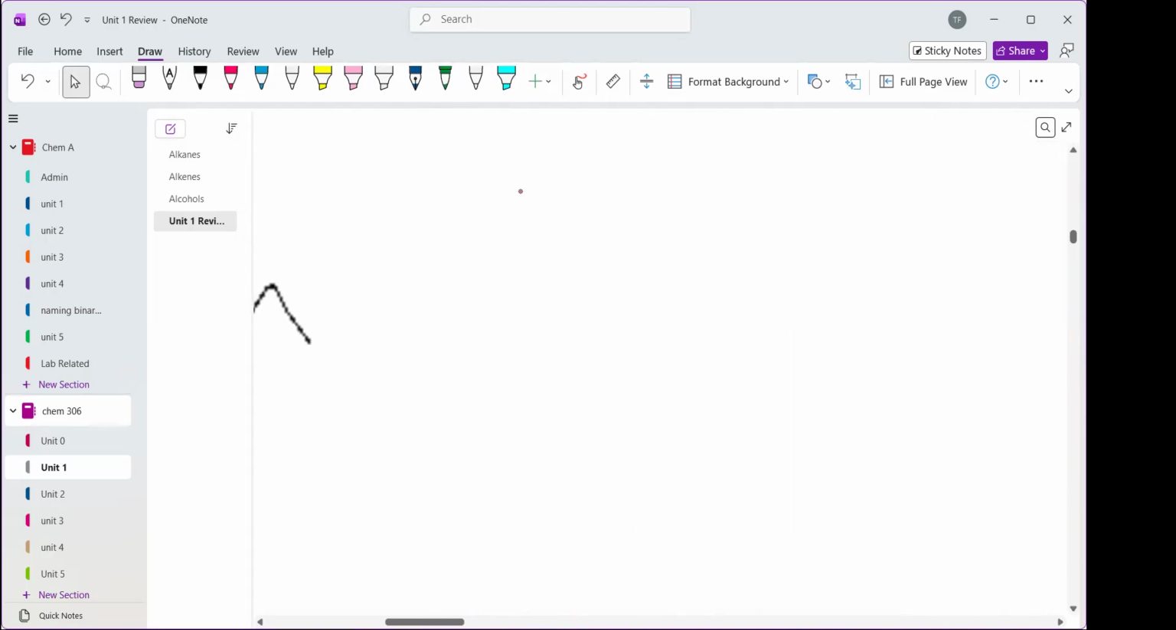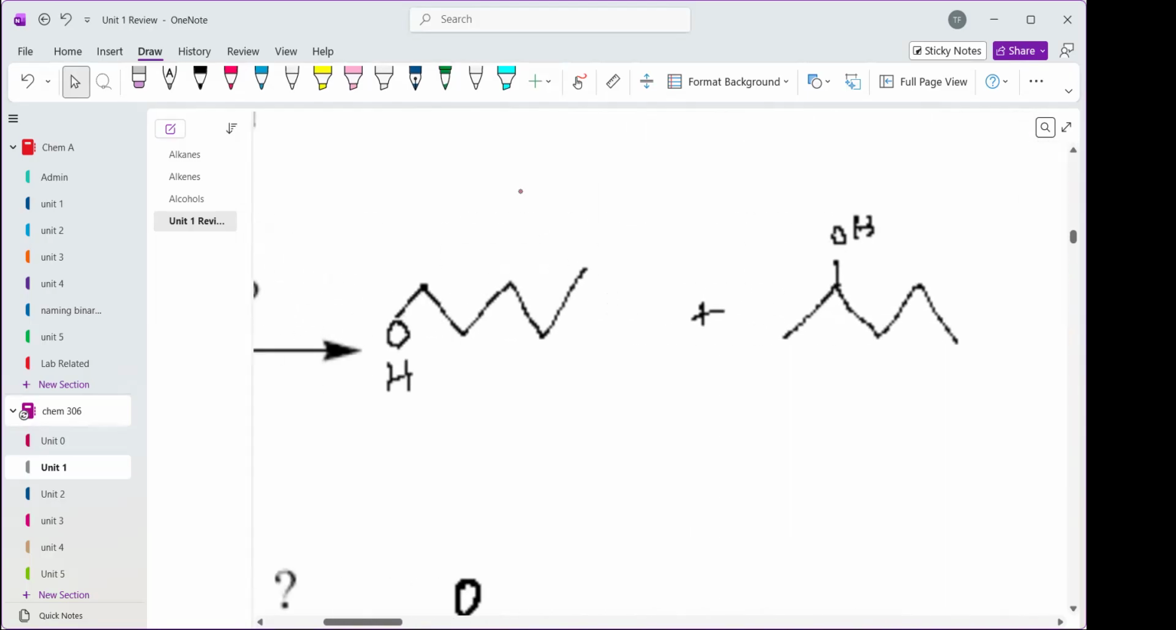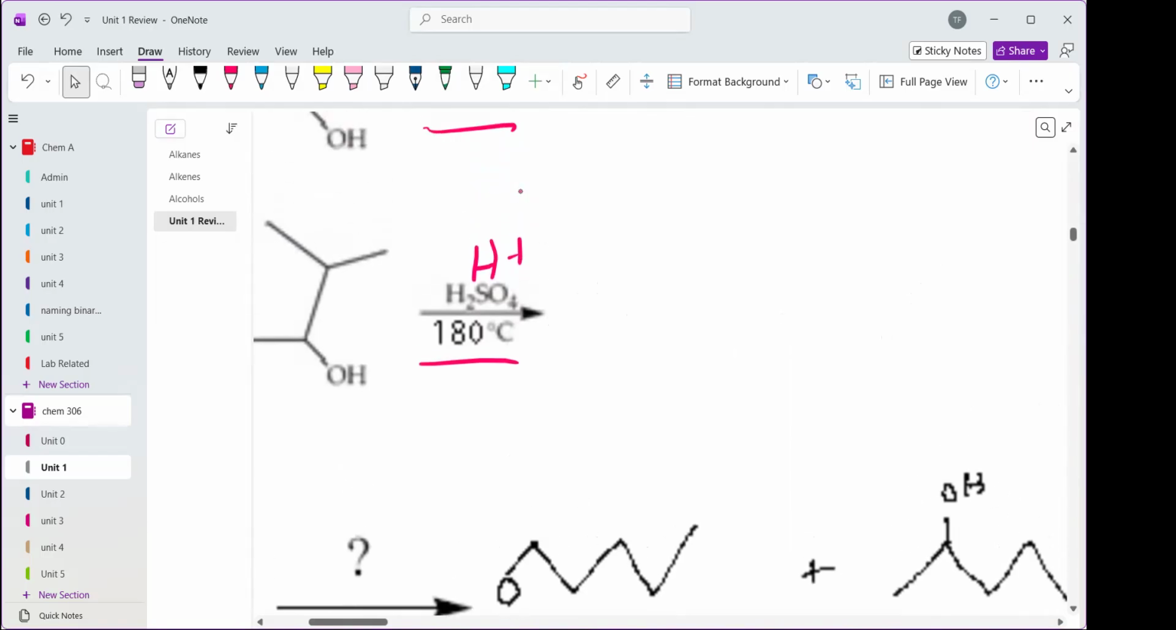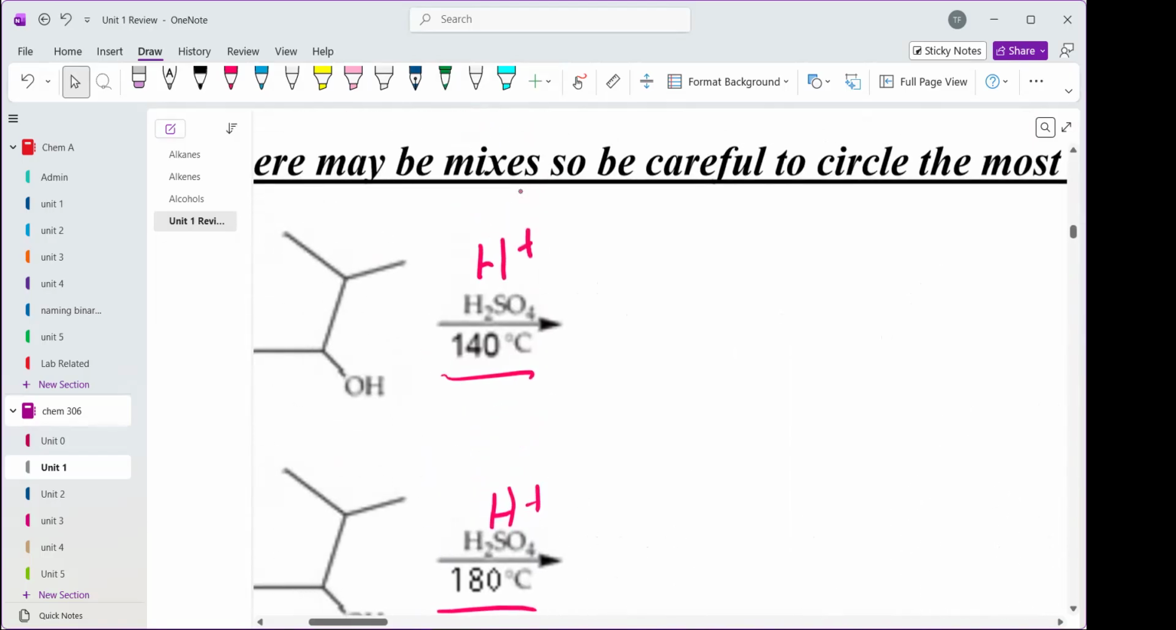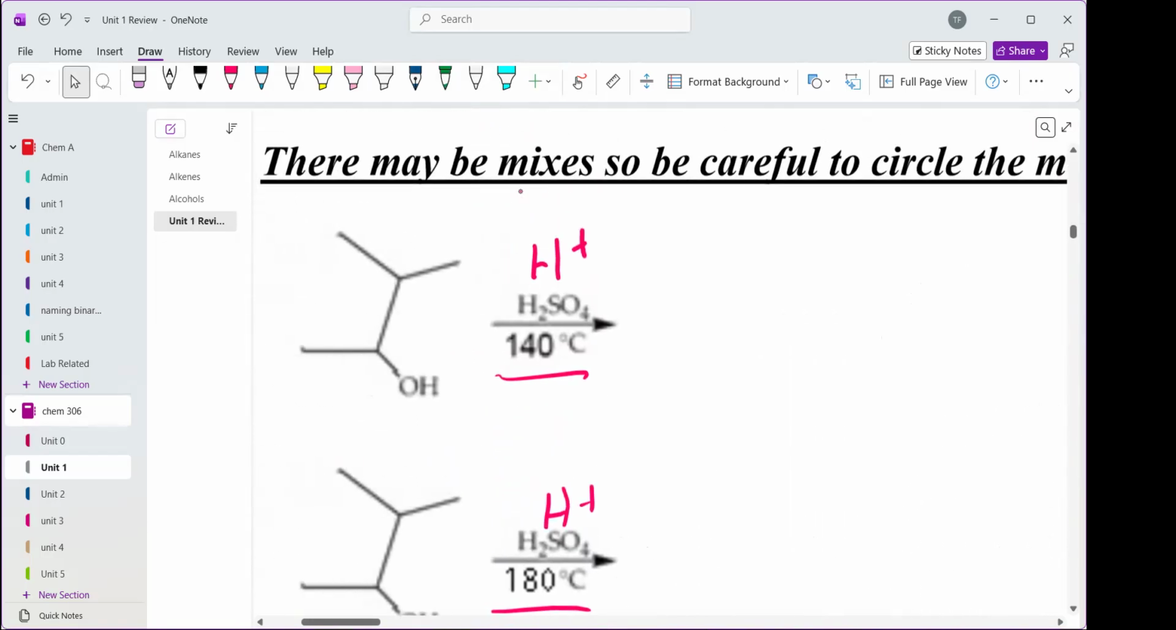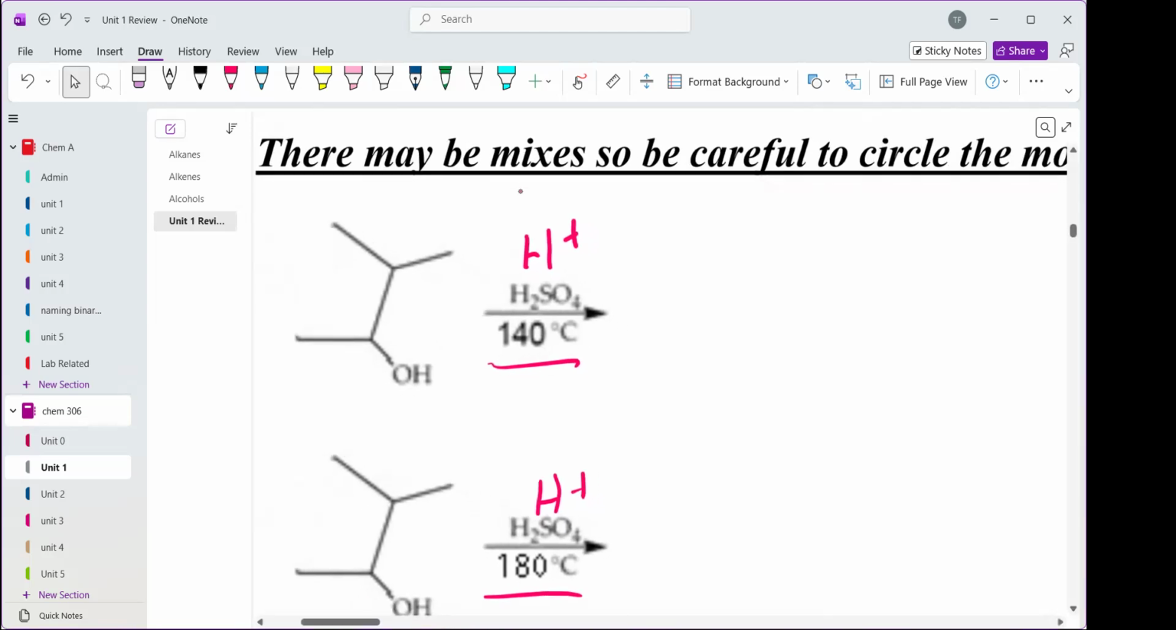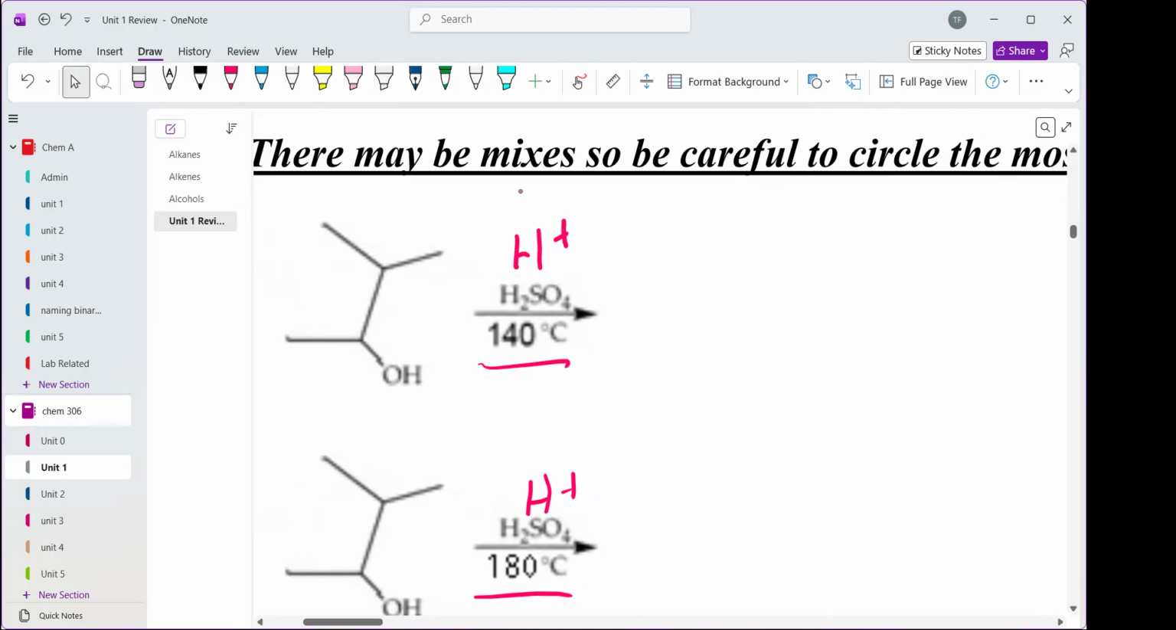Okay, so let's go over here now, and let's do the ether one first. Now, 140 produces an ether, and it takes 2 of these. An ether simply is the alcohol OH groups stick together. So we've got 1, 2, 3, 4.